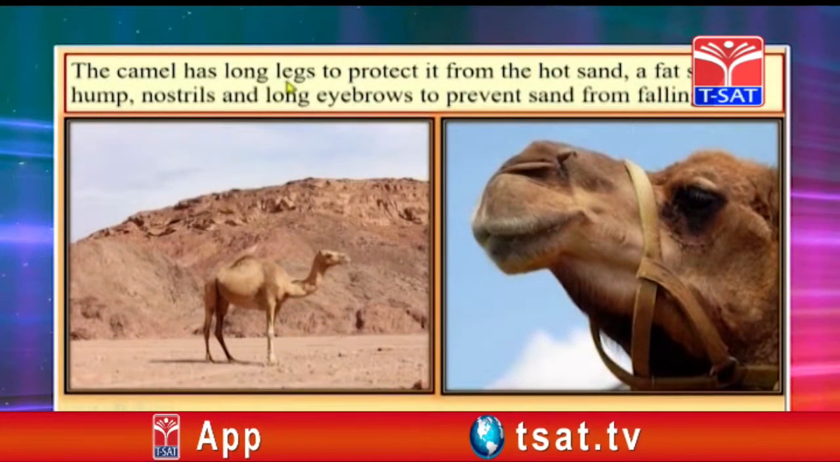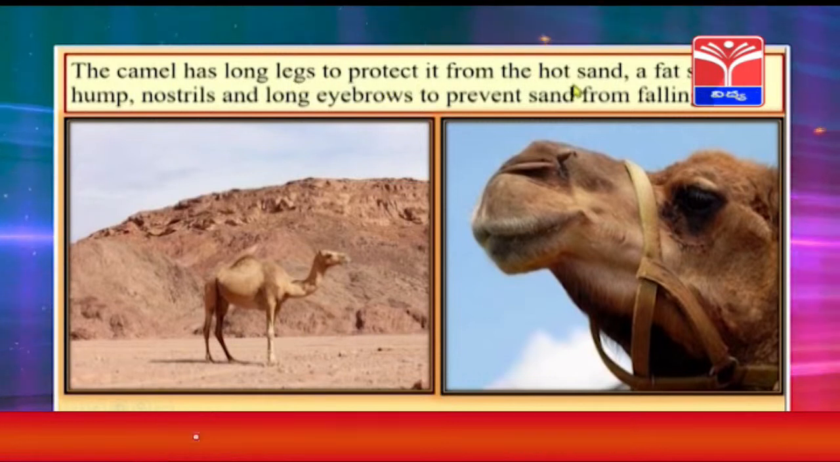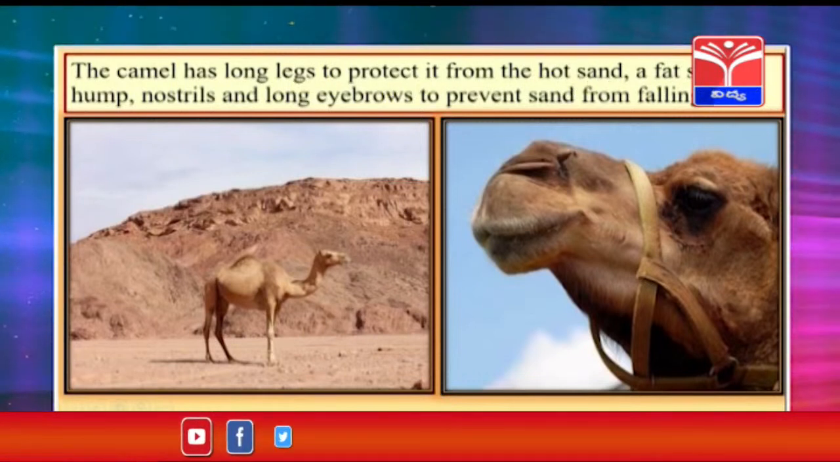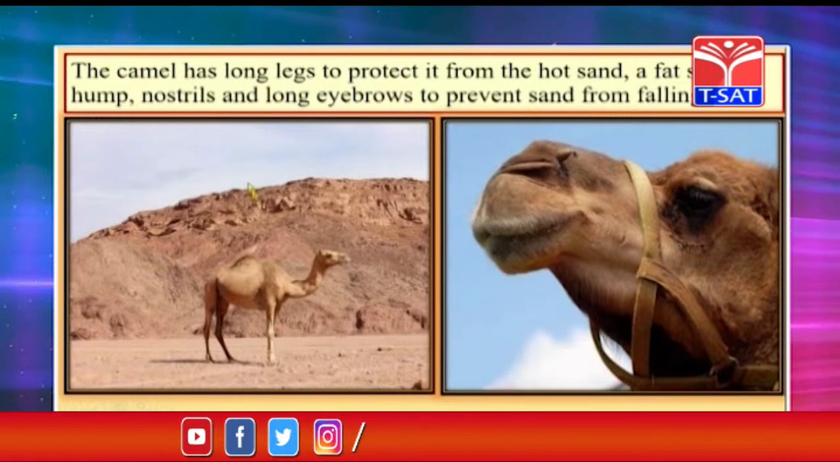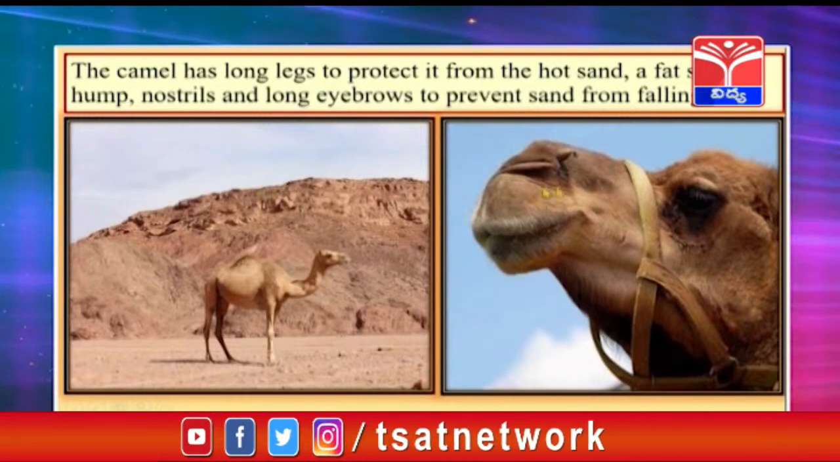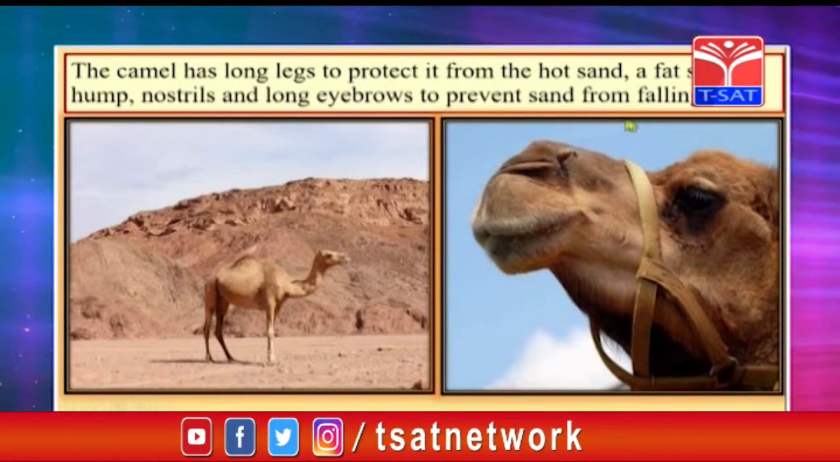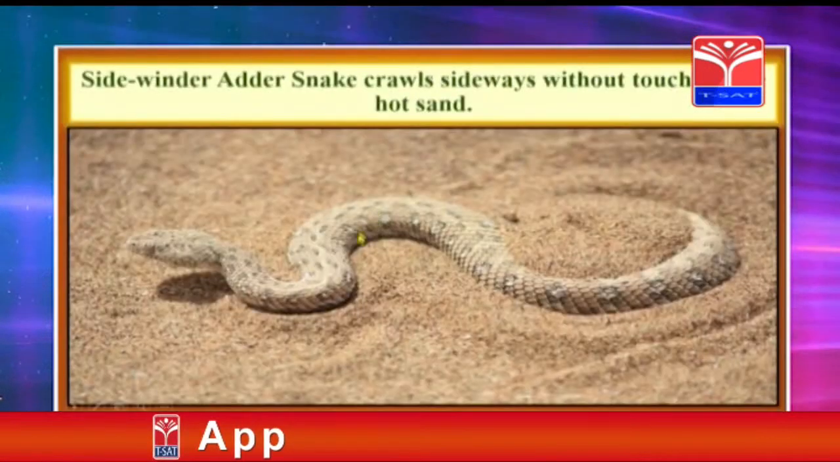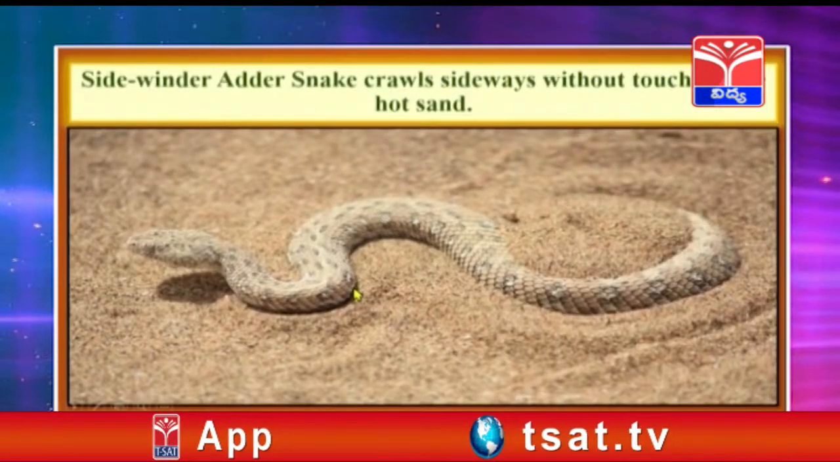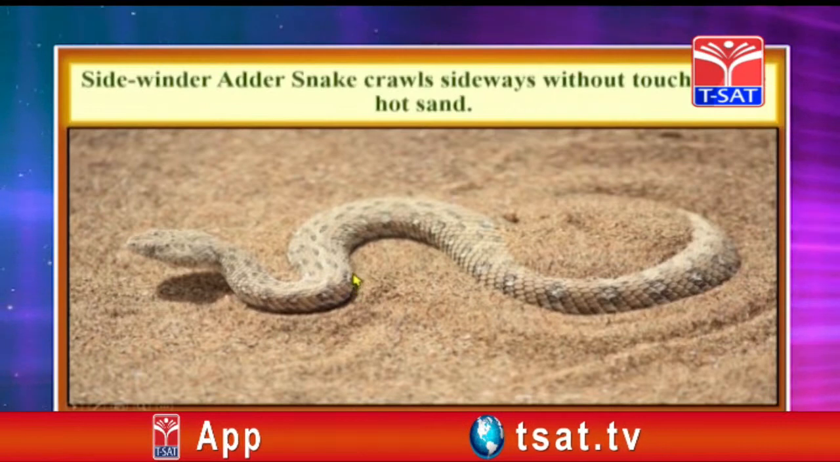The camel has legs to protect it from the hot sand, a fat storage hump, and nostrils and long eyebrows that prevent sand from falling in. The sidewinder adder snake crawls sideways without touching the hot sand.